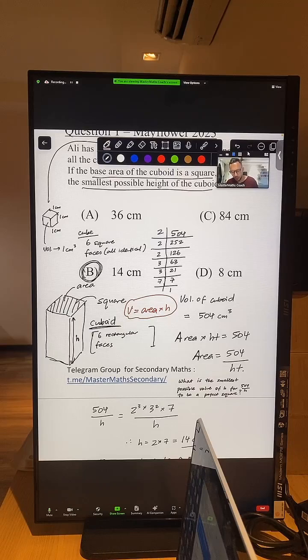You take 504, which is the volume of the cuboid, divide by 14, you will get 36. So the square is 36 cm square, which means the length of the square is 6 and 6.